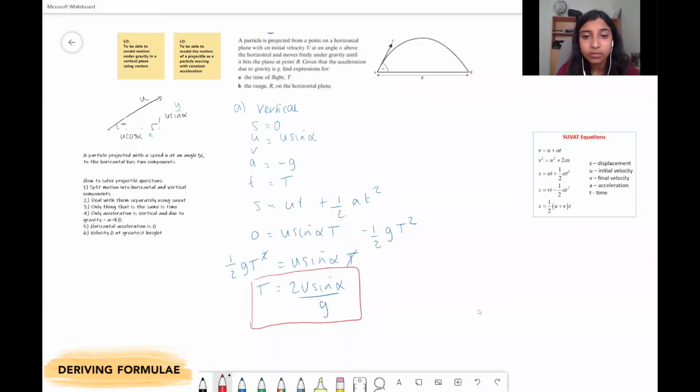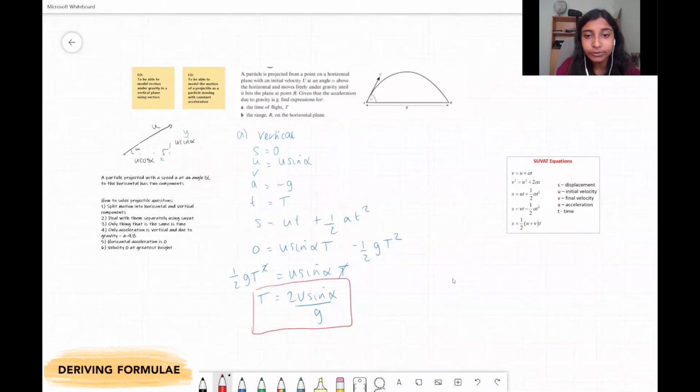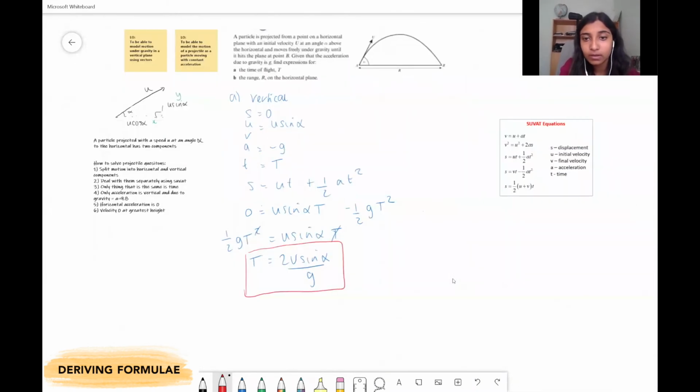So now let's move on to find our range. As I said before, the range is the total distance covered on our horizontal axis. So for this one, we're dealing with our horizontal components. We could just fill in our SUVAT. We want to find our s, which is our displacement, so that would be our range. And then we want to find our u. That would just be u cos alpha.